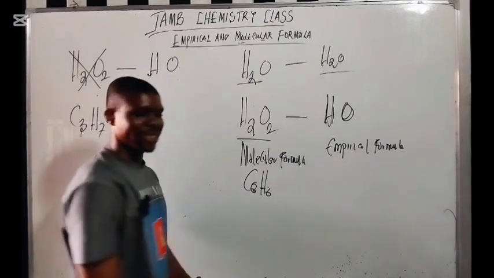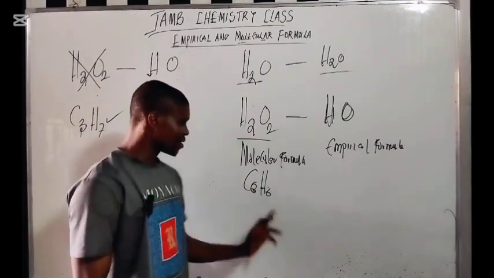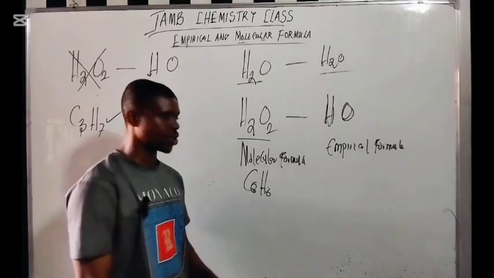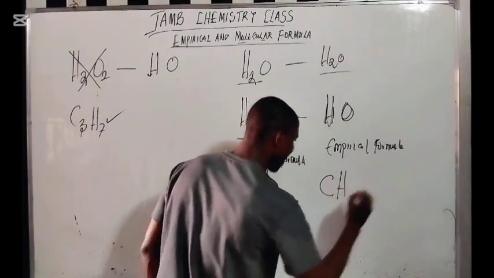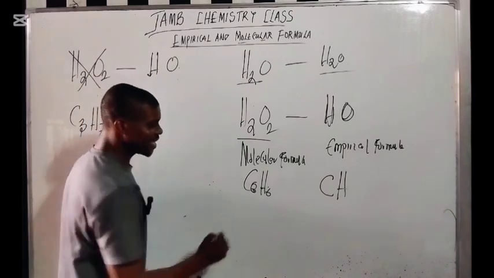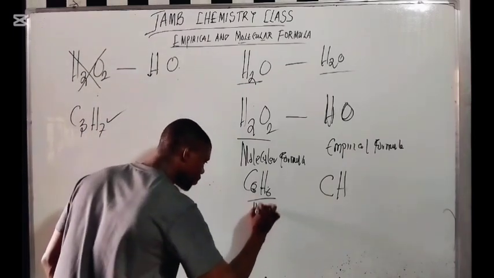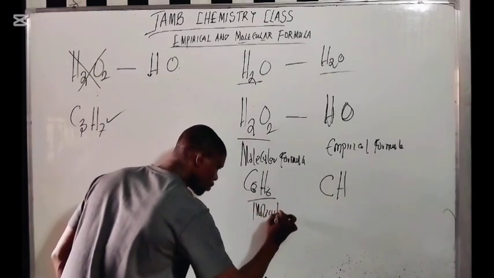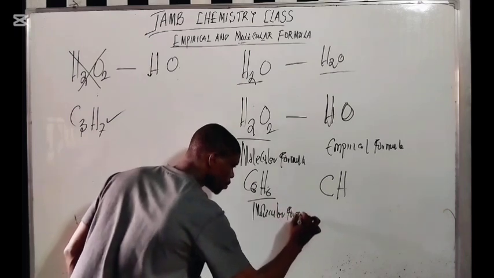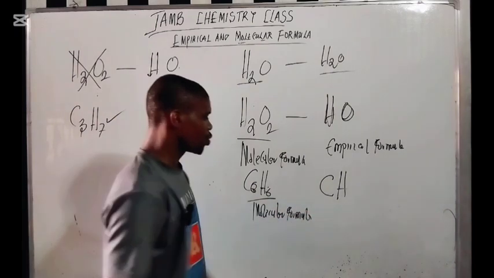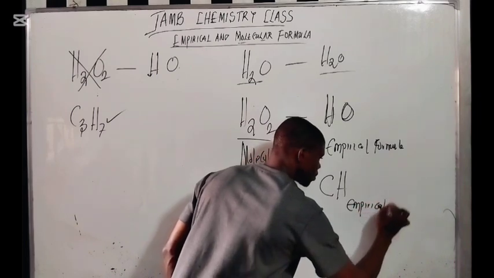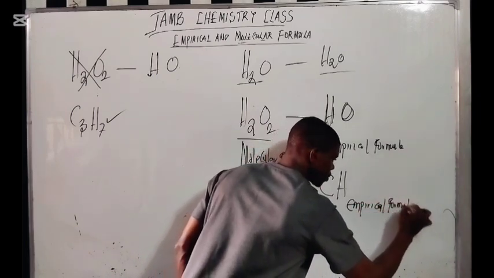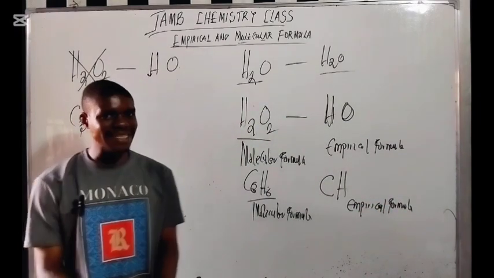Now, can you split it down? Can you break it down? 6 can go into this place and 6 can go into this place, right? What are you going to get? I'm going to get CH, right? So this is my molecular formula, C6H6, and this is my empirical formula, CH.